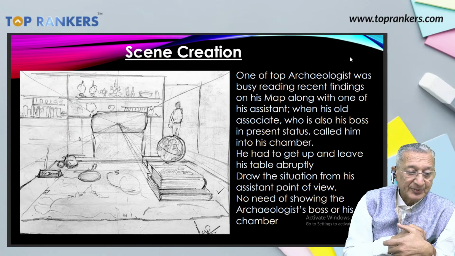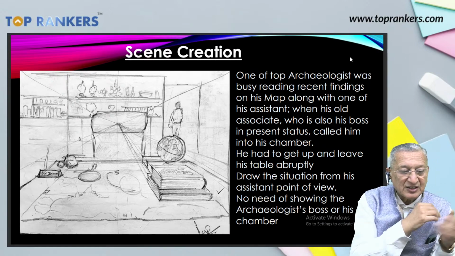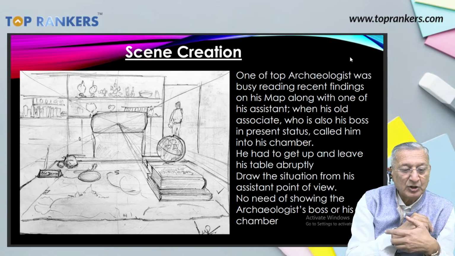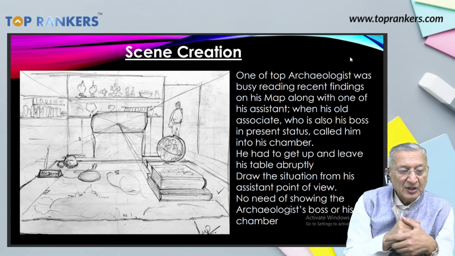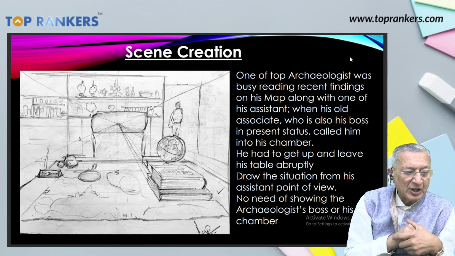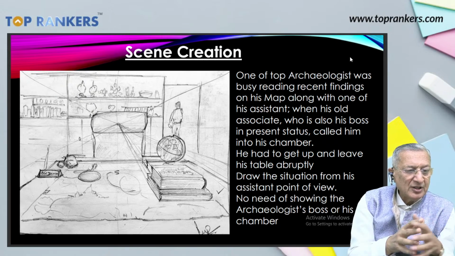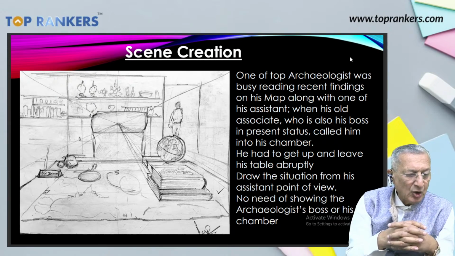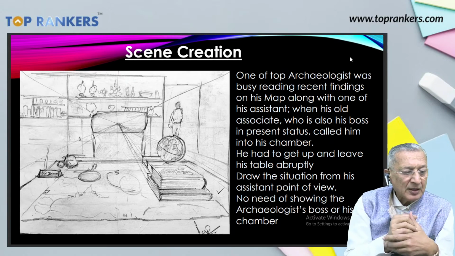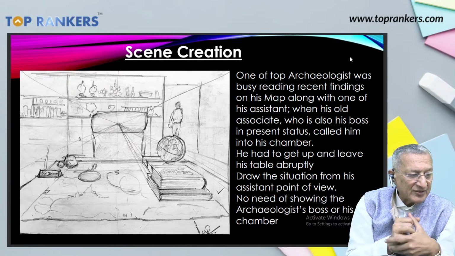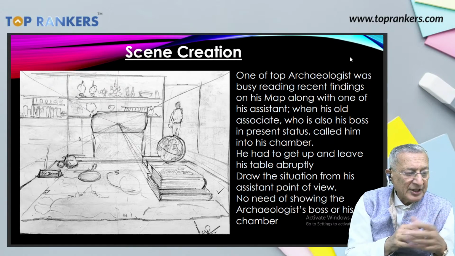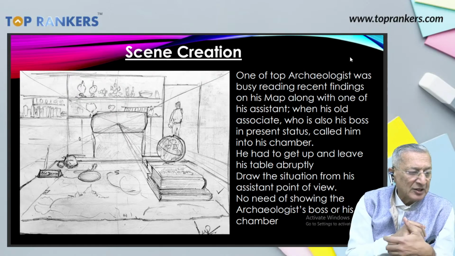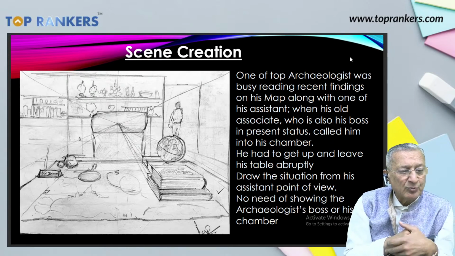Now, what do you see? Instead of that, in that other question, I have imagined the archaeologist's assistant on the other side of the table. So what is depicted here is the table and the globe and the books and the double convex lens. And yes, there is the name of the archaeologist, Professor Dhiman, and he is going towards his boss's chamber.